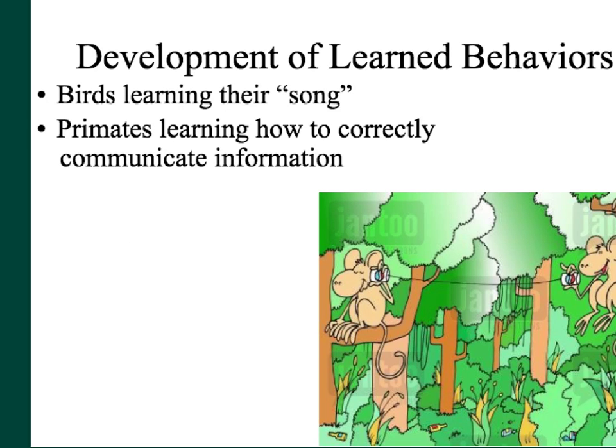So development of learned behaviors, your book goes in quite a bit of detail talking about how the young birds will learn their song. They start off by singing just small portions of it until eventually they've mastered that. We also know that primates have learned how to correctly communicate information as well. There are certain screams that are letting other primates in their population know that there is a predator coming from either above or below, and there's a particular warning call for each of those types of situations, and the young will learn how to give the appropriate signal.